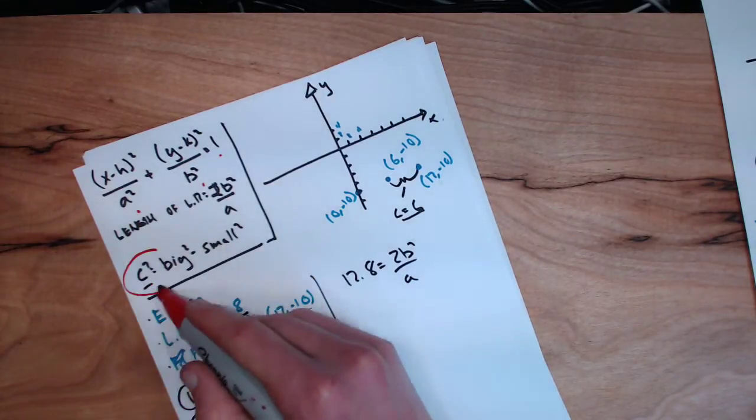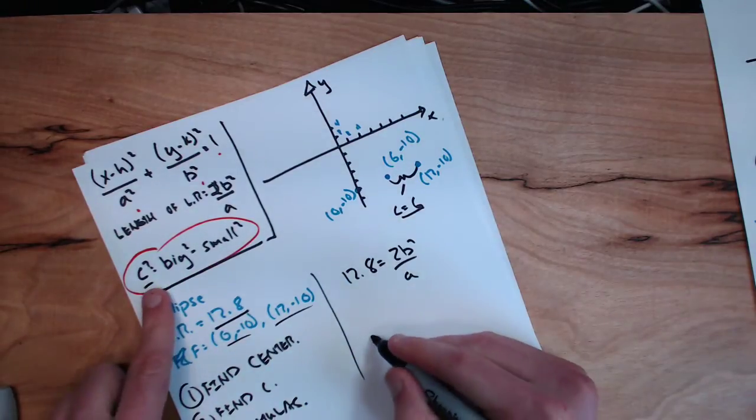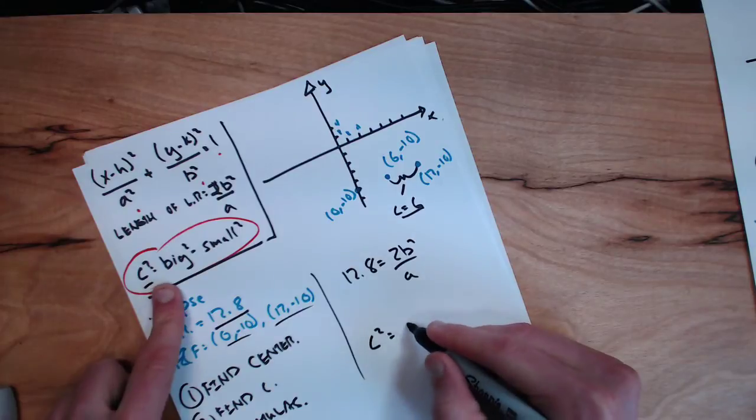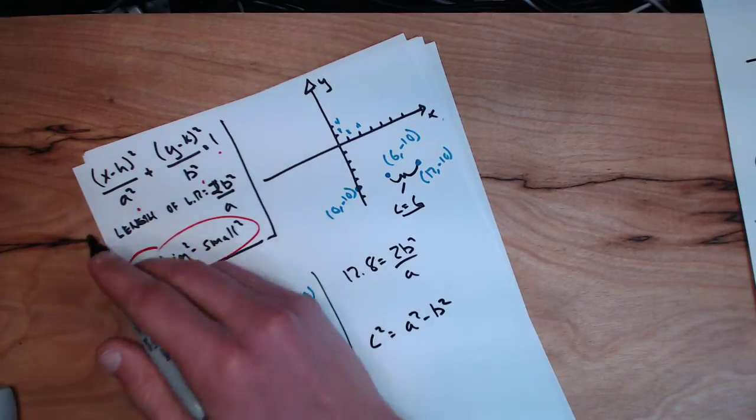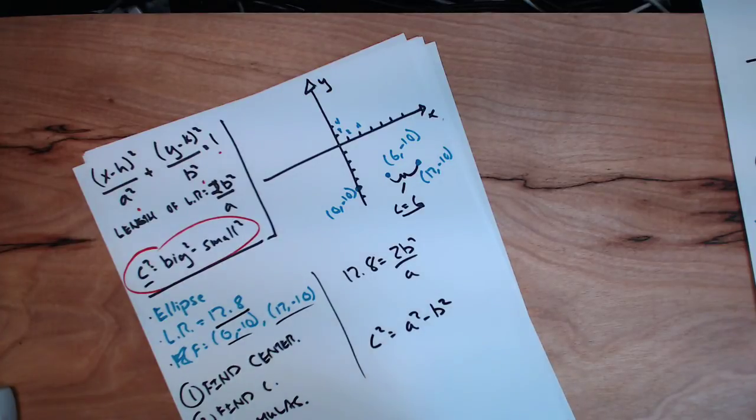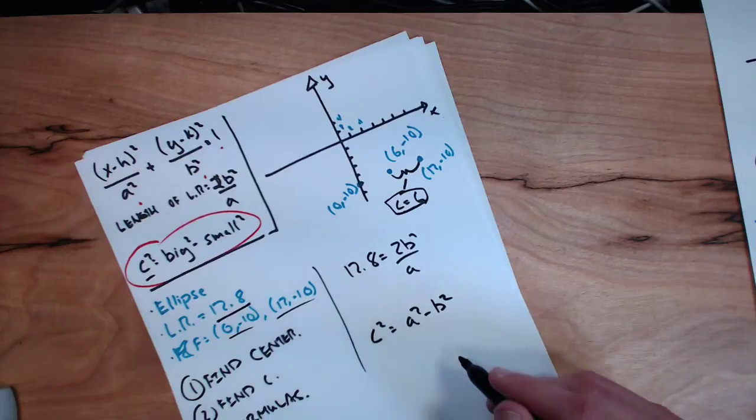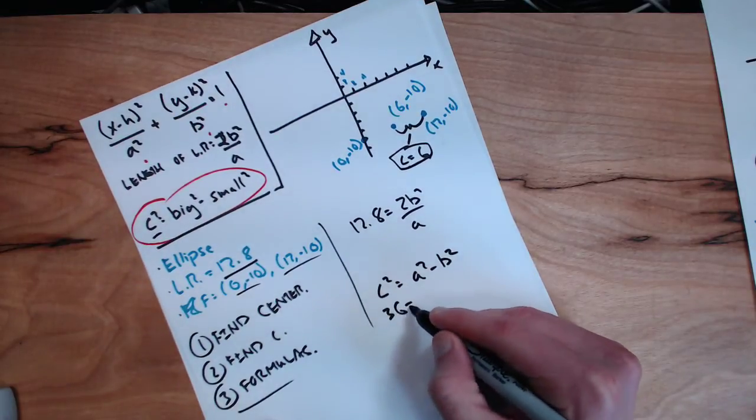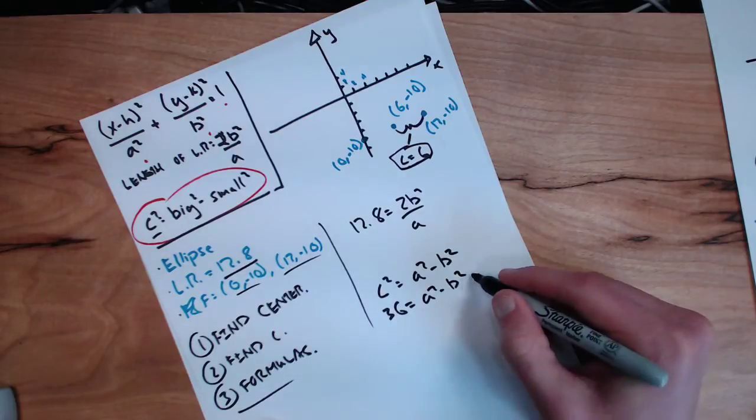So our version of this formula I want you to use is c squared equals a squared minus b squared, because in this case, not always, but in this case, a is bigger than b. We already know that c is 6, so I'll go ahead and plug that in. So we'll say 36, because that's just 6 squared, equals a squared minus b squared. Okay, so there's a formula.